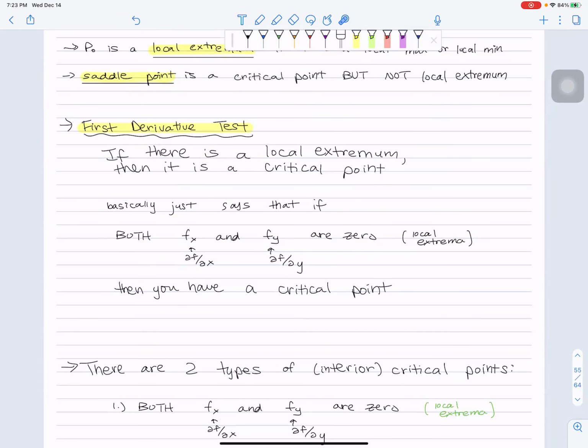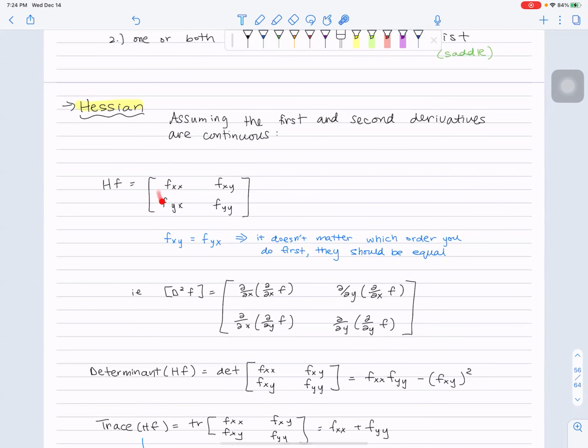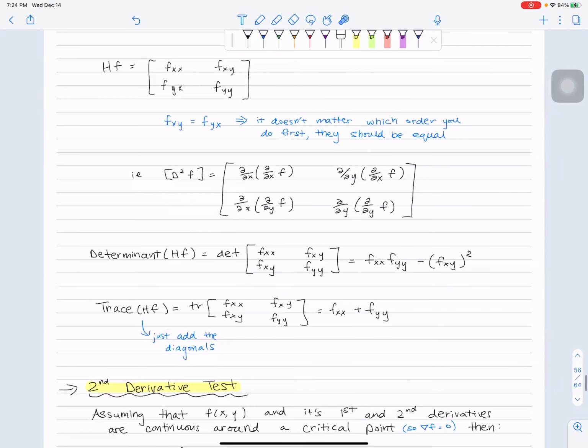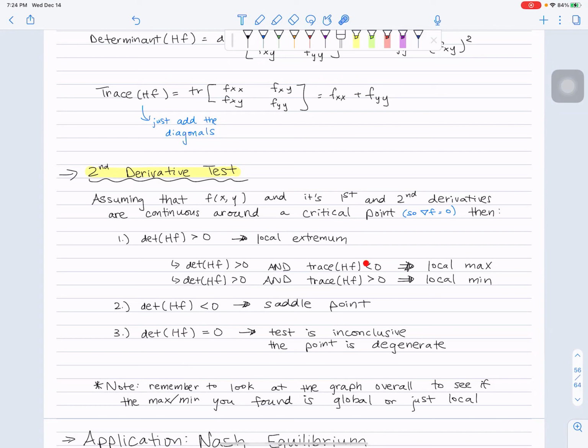The first derivative test just tells you that if you take the gradient and set it equal to 0, those are your critical points. The second derivative test is where you calculate the Hessian, and depending on the determinant of the Hessian, it's either an extremum, and then you look at your trace. If trace is negative, you have a local max. If trace is positive, you have a local min. And if determinant is less than 0, you have a saddle. If determinant is 0, inconclusive.